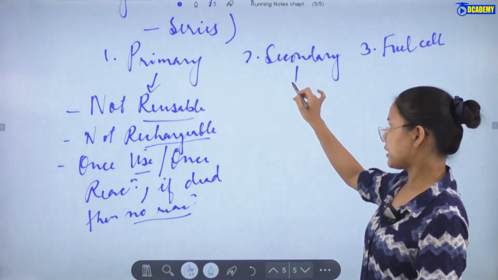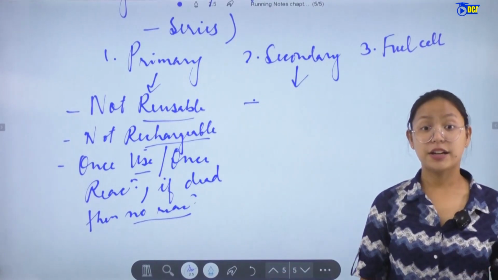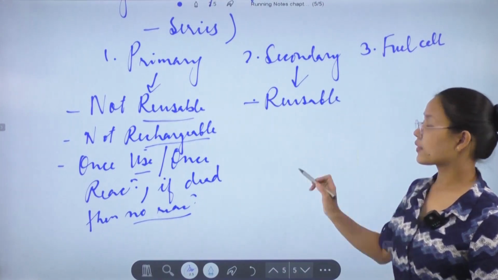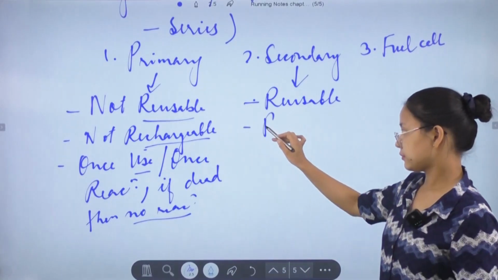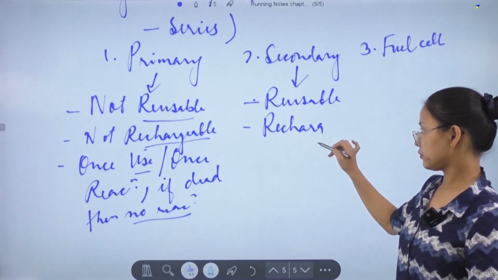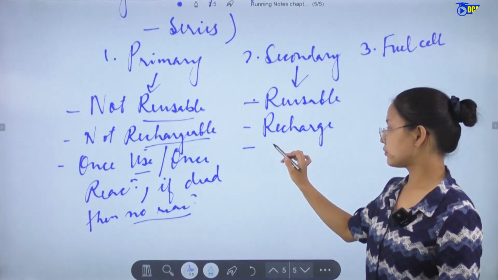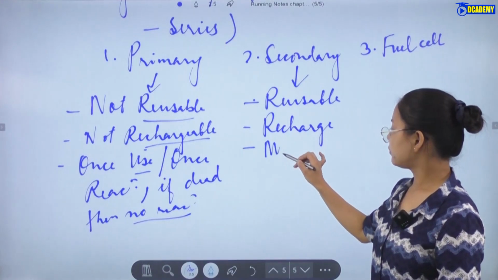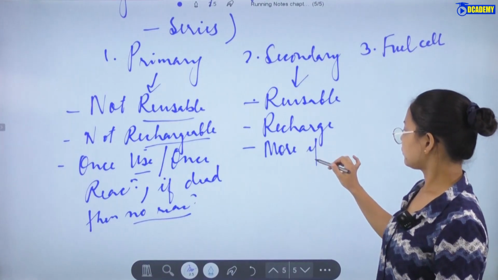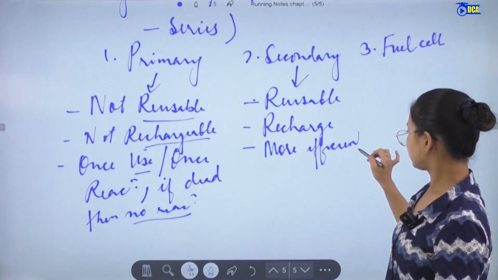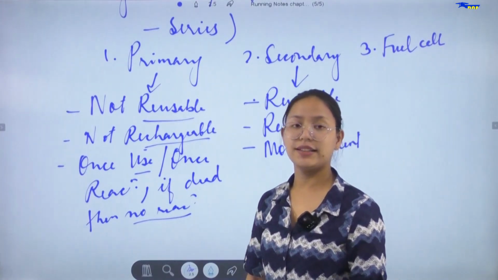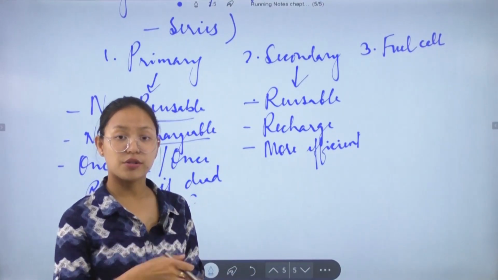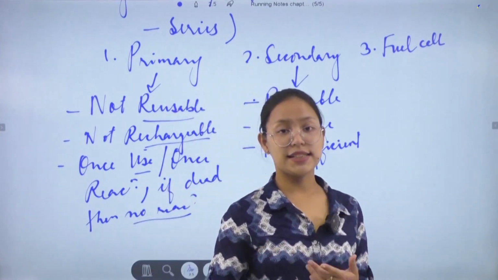But in case of the secondary cell, they are reusable. They can be reused and recharged, so more efficient. Okay, let's take some examples.